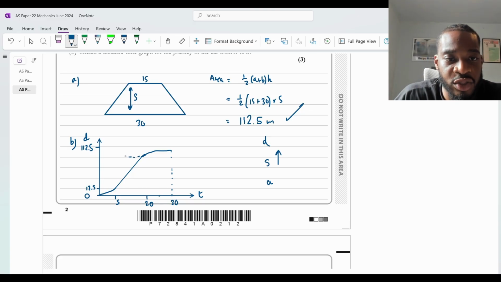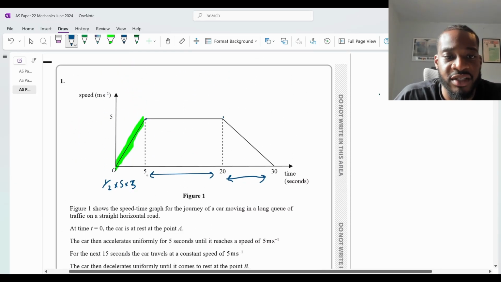And then what you could do, just to really bring it home, what distance did it travel in those 15 seconds? It's going to be the area of this rectangle, which is 100, isn't it? 100. Oh no, sorry, no.